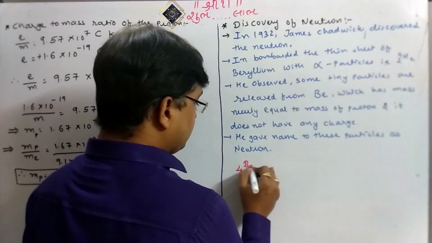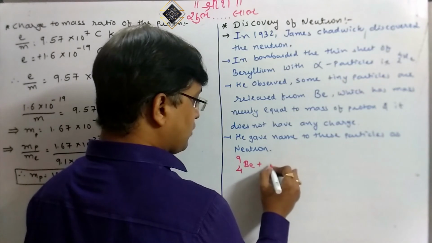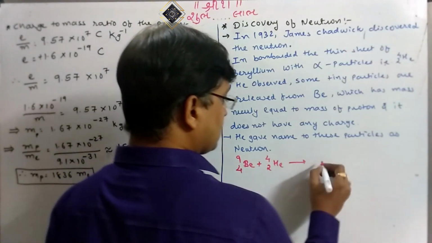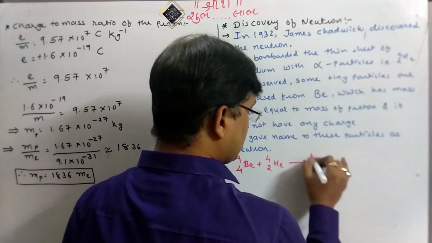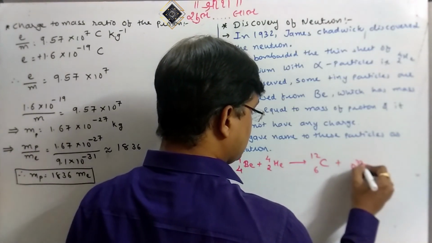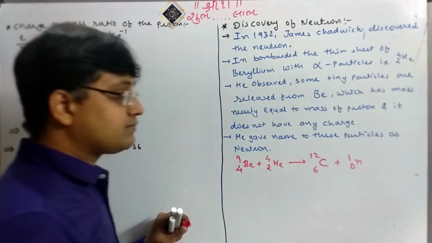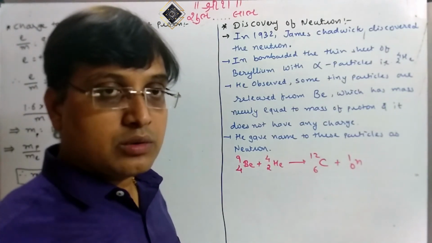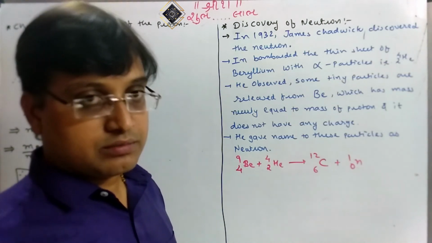When beryllium-9 is bombarded with helium-4, it converts the beryllium atom into a carbon atom and releases neutron particles. This way, James Chadwick discovered the neutrons.